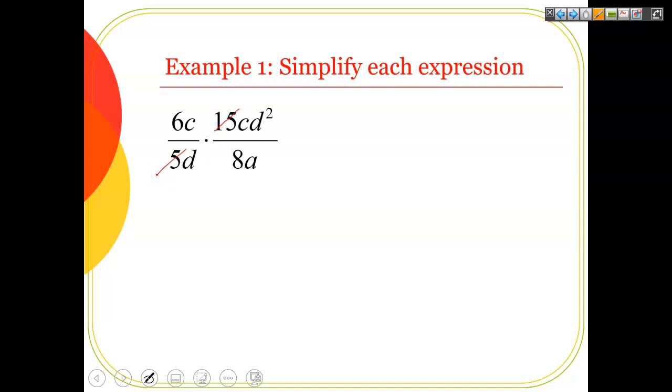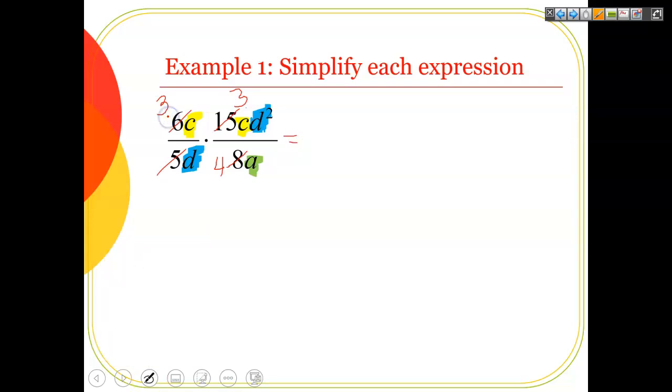Simplify 15 divided by 5. Simplify your 8 and your 6. If I have C times C, we add the exponents. If I have D divided by D, the rule is to subtract the exponents, right? So the D's are going to simplify through subtraction. The C's are going to simplify through addition. And then the A has no friends, so it's just going to stay an A in the denominator.